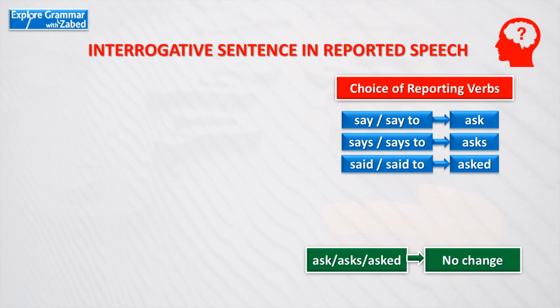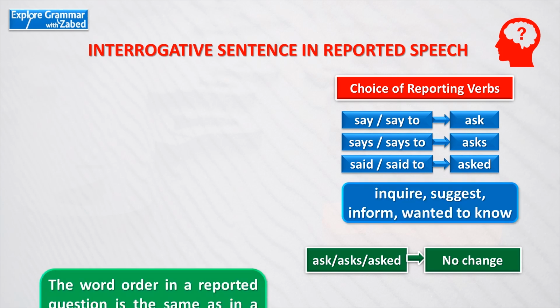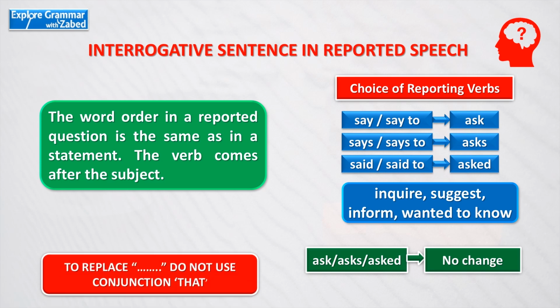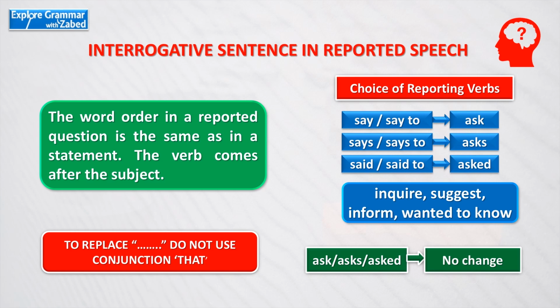One thing is to be noted, that we must convert the interrogative sentence into an assertive sentence in indirect speech. It means the word order in a reported question is the same as in a statement. The verb comes after the subject. Furthermore, you should not use the conjunction that at the time of removal of the quotation marks. Please watch the entire video to understand all of them in depth.